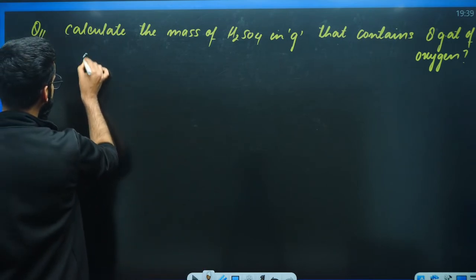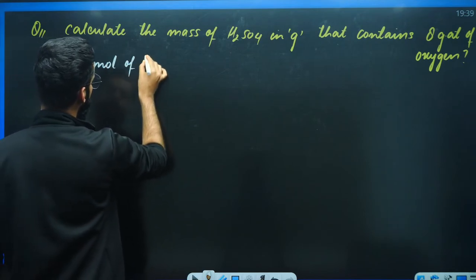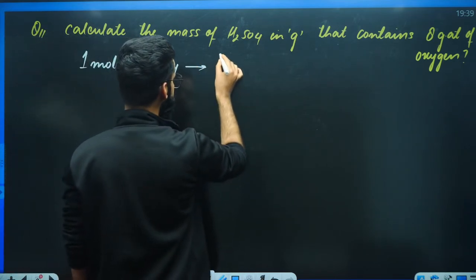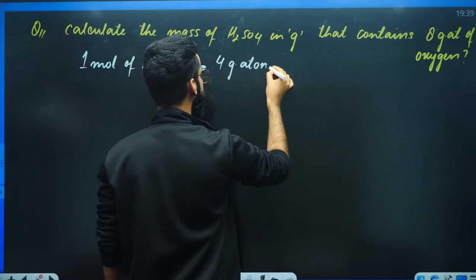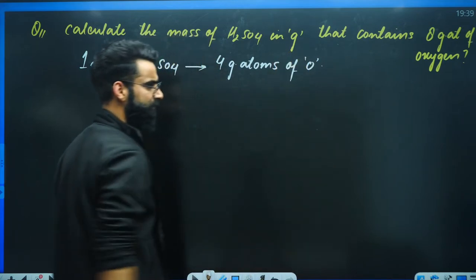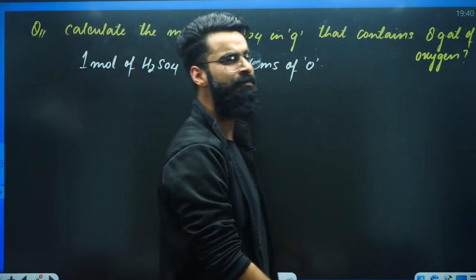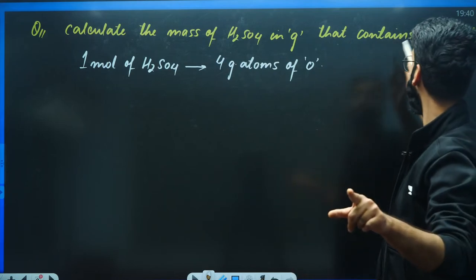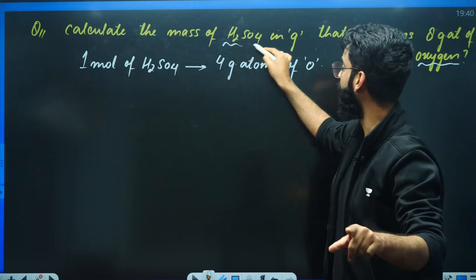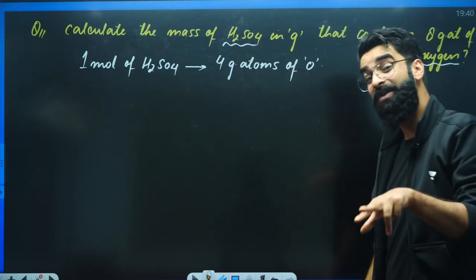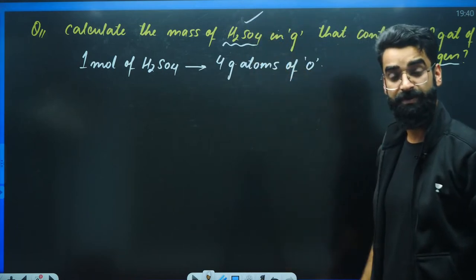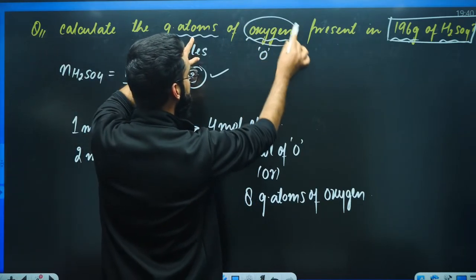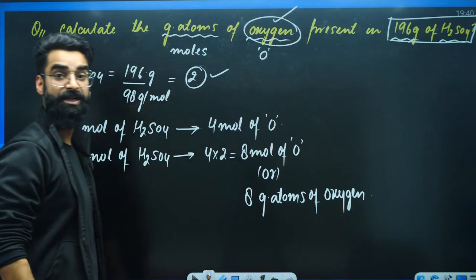Dear students, we already know one thing. If we talk about 1 mole of H2SO4, 1 mole of H2SO4 contains 4 gram atoms of oxygen. Right? This is something which we have discussed. Now remember one thing directly. Whose data do we have to calculate in this question? Do we have to calculate the data of oxygen, or the data of H2SO4? Calculate the mass of H2SO4. We have to calculate the data for H2SO4. In the last question, we had to calculate the data of oxygen.